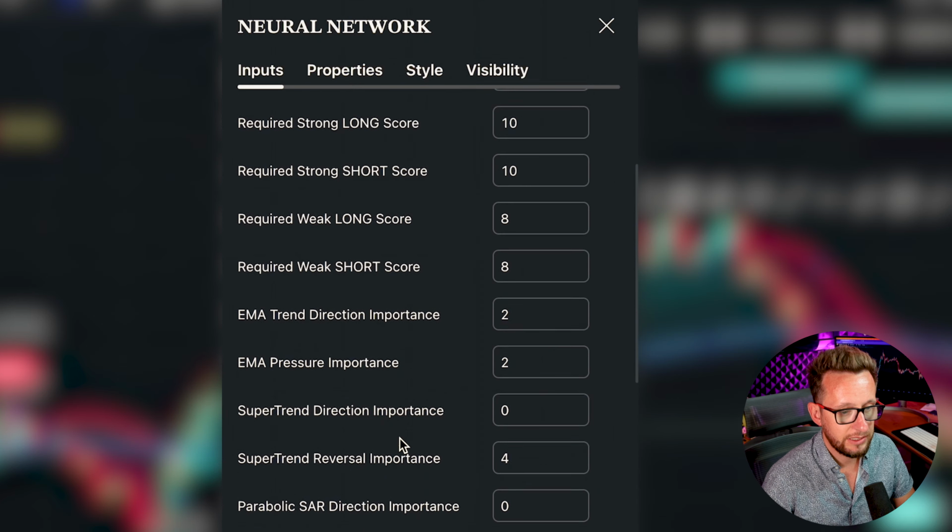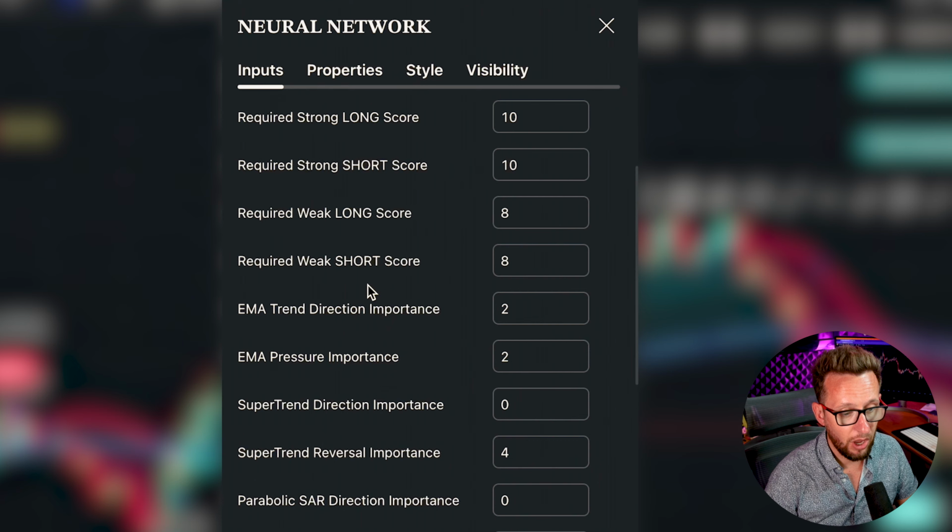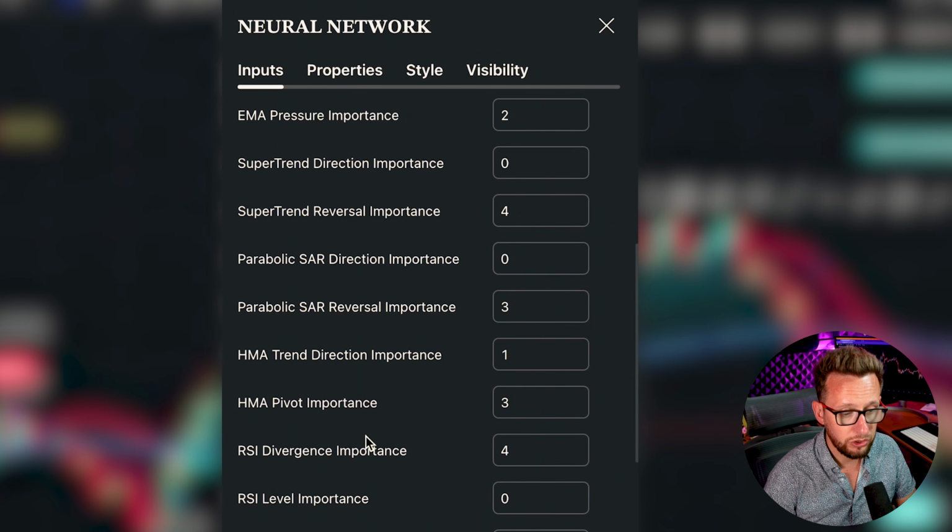So as you can see, we have a required score. That is the threshold I was talking about. So if the number of points go above 10, we can take a long. And if they go above 10, we can take a short. So we now go down and we can see that there's a lot of indicators already baked into the neural network. If you're looking at a parabolic SAR, for instance, and you feel as though that indicator isn't one that you're interested in and doesn't give good results, you can set that to 0. That means that the indicator will completely ignore that.